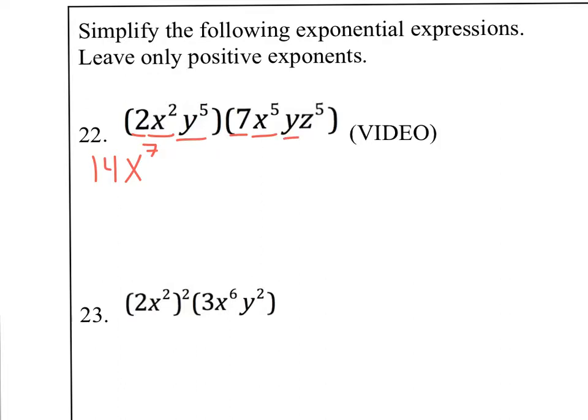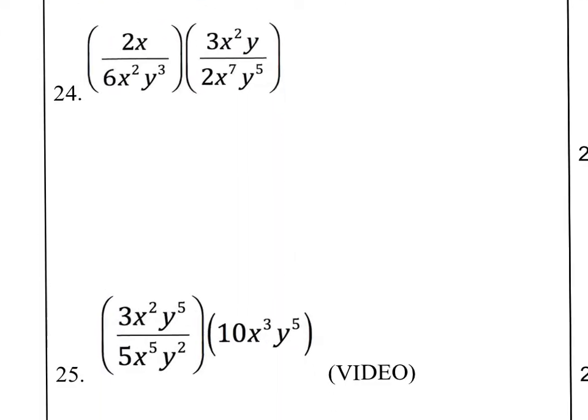Y to the 5 and y. We're going to add those exponents, giving us y to the 6th. This one also has a z in there, but there's no other z, so that would just be z to the 5th. The key here is knowing that the numbers separate from the x's, knowing that this is not distribution, and knowing that we have to add exponents when we're multiplying.